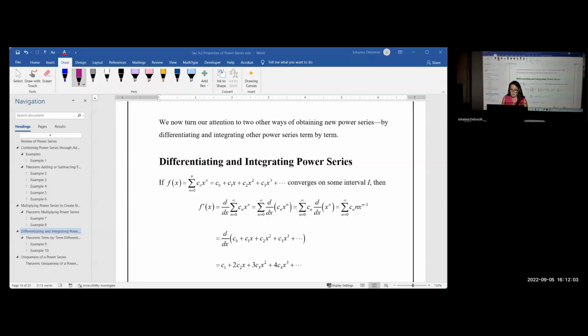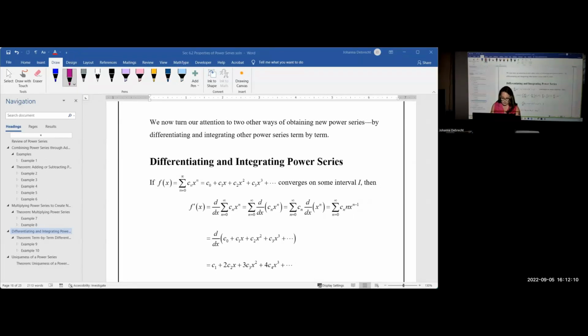On the screen in front of you, we're looking at either differentiating or integrating power series that are known to converge on some interval I. We're going to start with a power series C sub n x to the n that you see here, which can be written as C sub 0 plus C1x plus C2x squared plus C3x cubed, and so on. We know it has some interval of convergence, and we know, therefore, that we should be able to integrate and differentiate. And that's what we're going to do in this video.